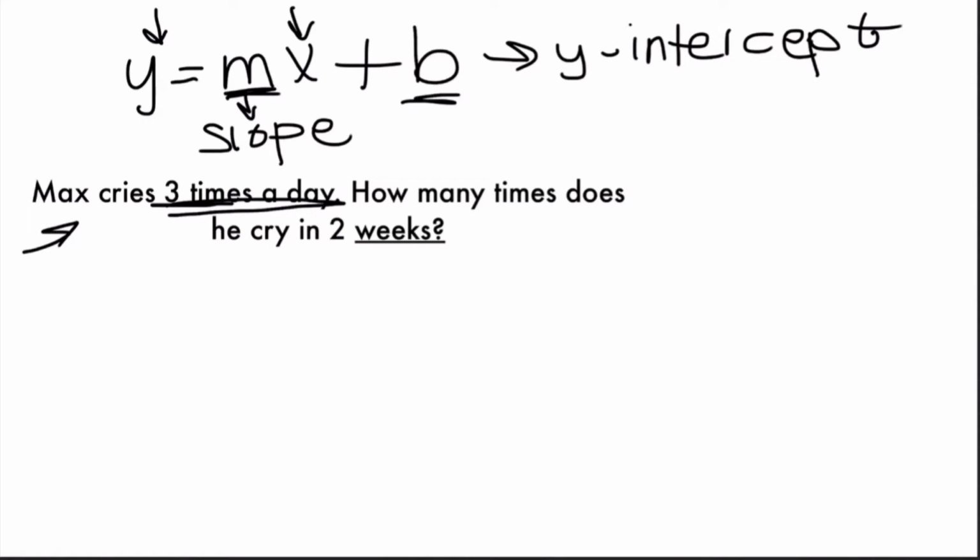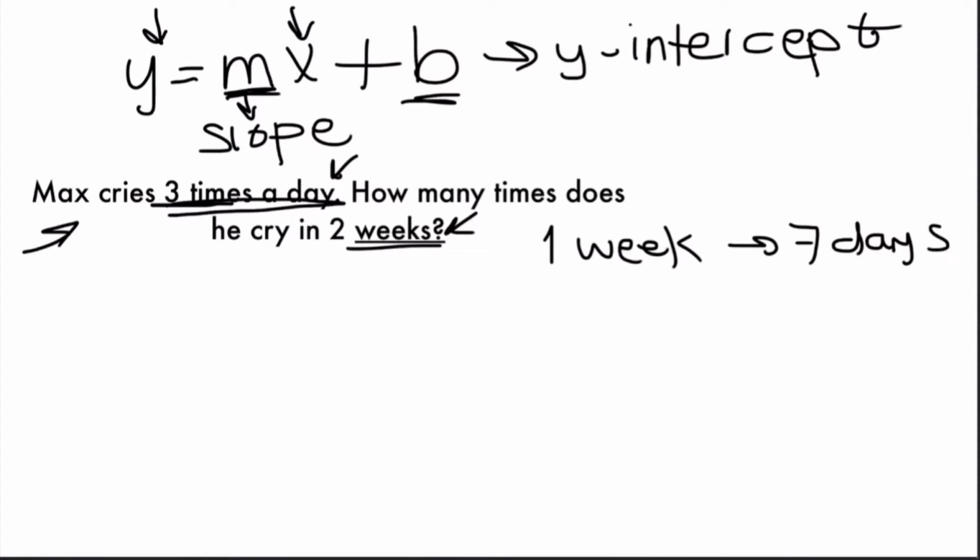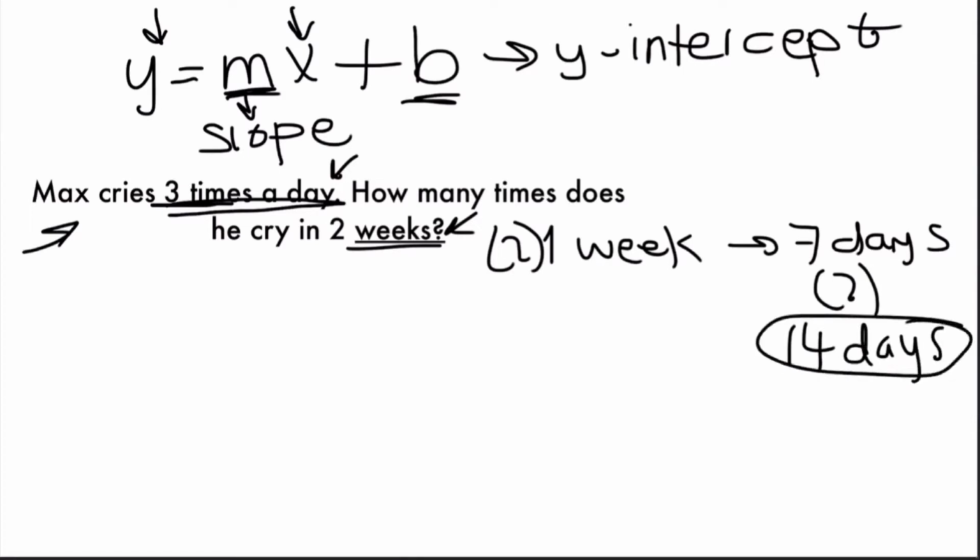And then the question says, how many times does he cry in 2 weeks? Now, sometimes they might change the units. Instead of day, they give you weeks to mess with you. But as we know, 1 week is 7 days. So we just multiply here by 2. 2 weeks would be 7 times 2, 14 days. So they're asking how many times does he cry in 14 days?